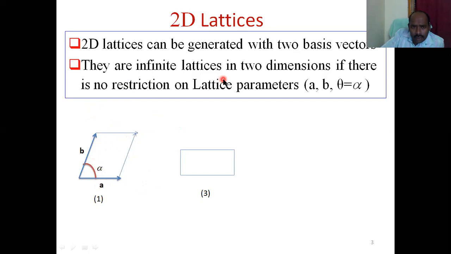So there are infinite lattices in 2 dimensions if there is no restriction on lattice parameters. Here the lattice parameters are a, b, and the angle alpha. So in a two-dimensional lattice, there are three lattice parameters. If we do not keep any restriction on these three lattice parameters, we get infinite lattices, that means infinite unit cells also. So what restrictions or conditions are we imposing?